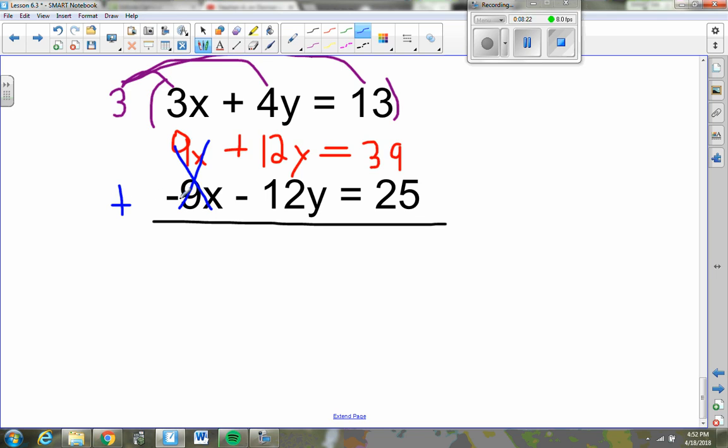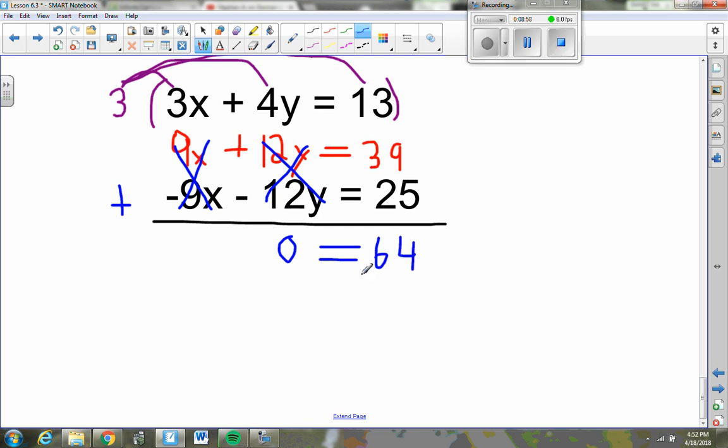But also look at my y variables here. I had 12y and I'm adding a negative 12. Well, adding a negative is like taking them away. 12 plus a negative 12 gives me 0y. Right? 0y. So that's also totally gone. Poof, totally gone. So my x's are gone, my y's are gone. All of my variables have disappeared. I have nothing left on the left side of my equal sign. And on the right side, I'm supposed to add together 39 plus 25, which gives me 64.